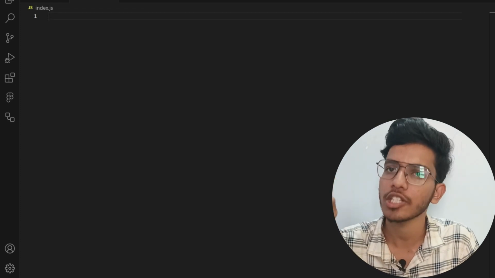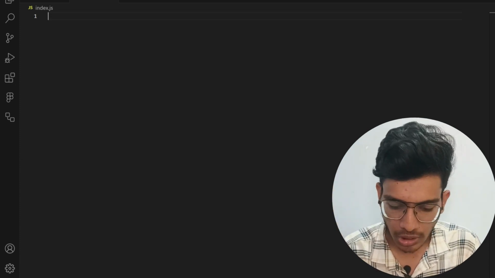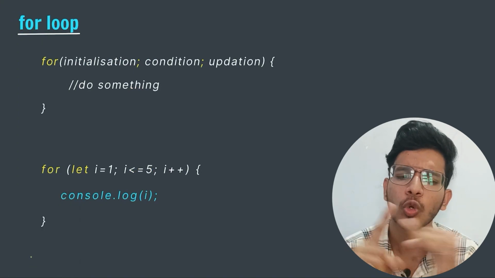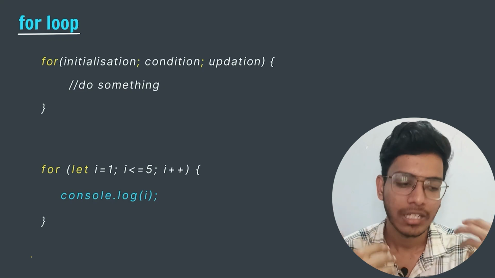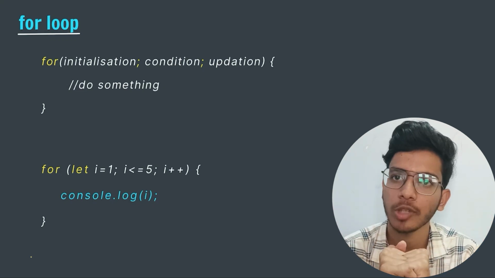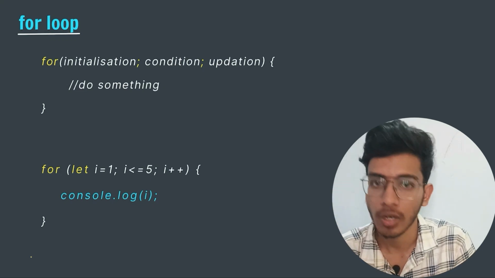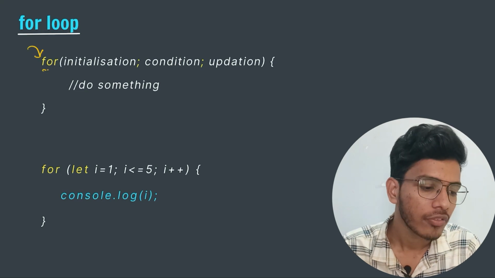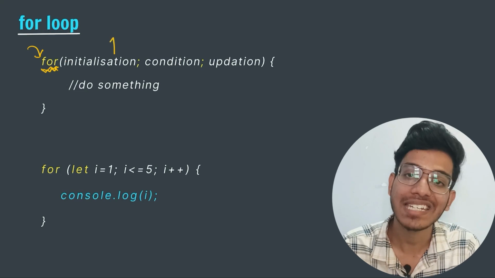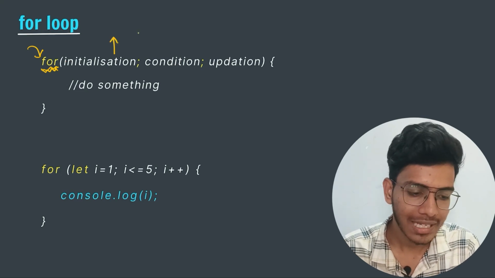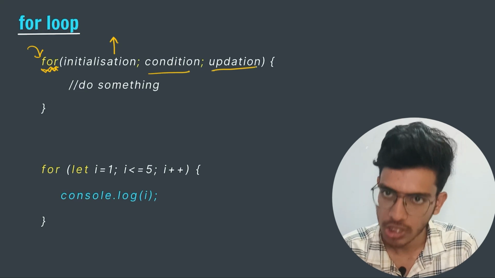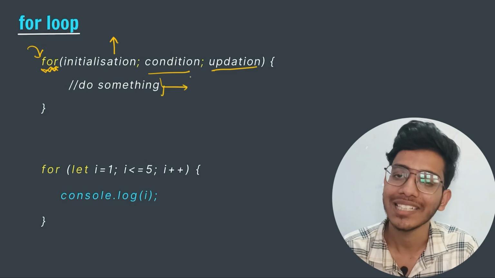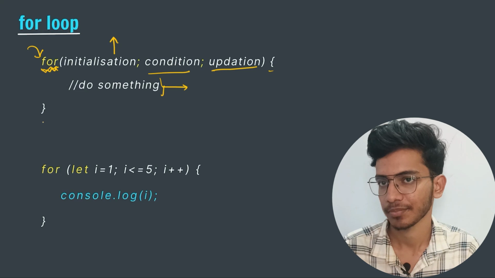We will talk about what condition, initialization and all this are. So let us begin with our session. In Java we have 3 types of loops: for loop, while loop, do while loop. Similarly in JavaScript also we have different types of loops, and the first type is the for loop. The syntax of the for loop is, first of all, we write the for keyword, then the initialization of a variable, then the condition and the updation step. Whatever work we want to perform, we write inside the curly braces.